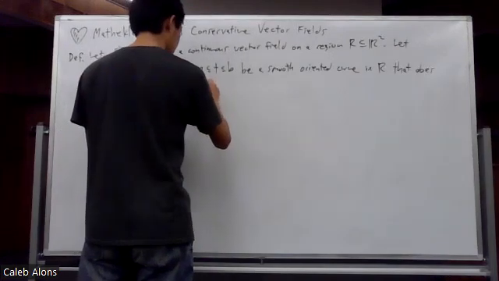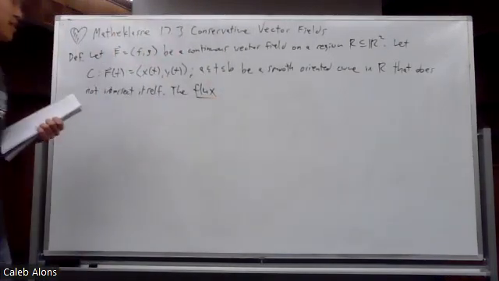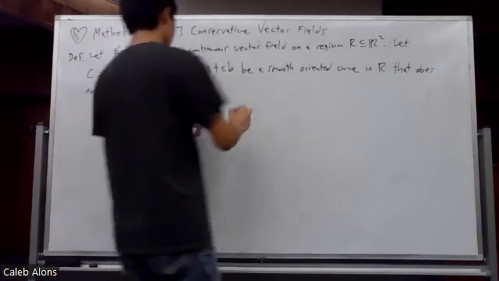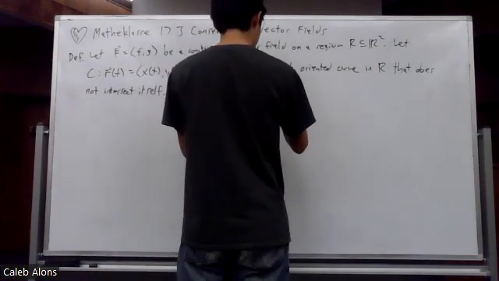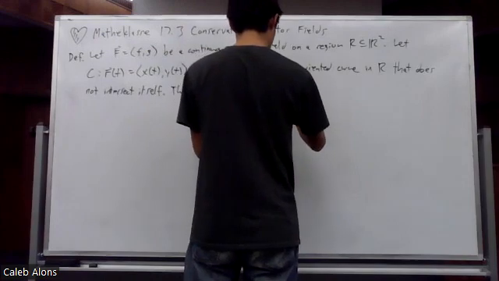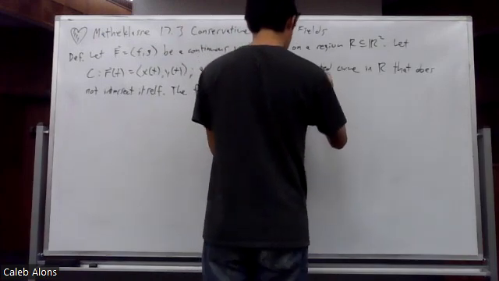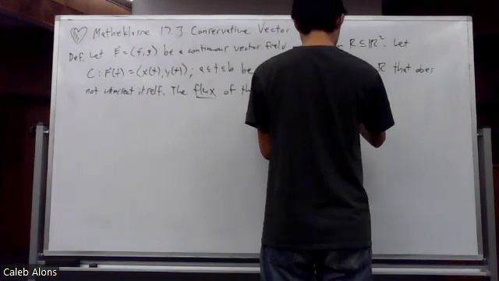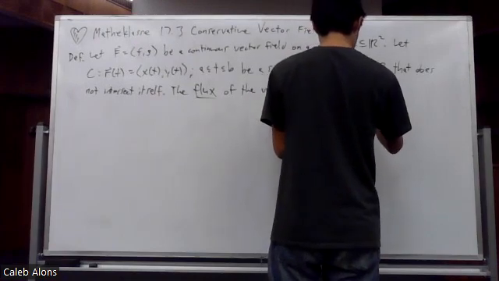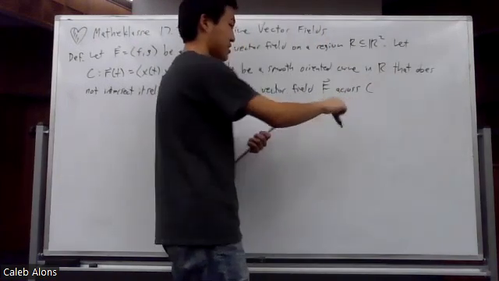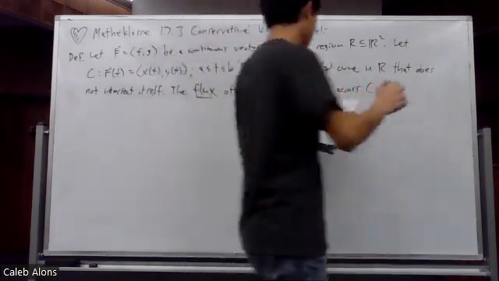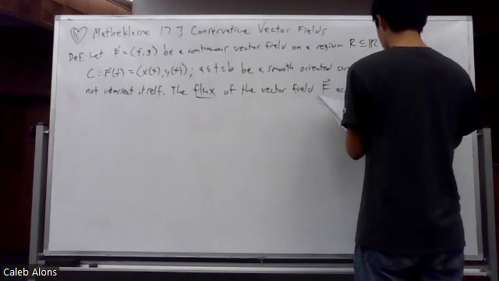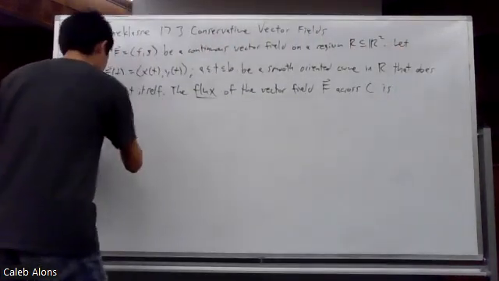The flux. So now here we go. We talked about circulation. Now this is the definition for flux. The flux of the vector field F across C. I like the word across there because it gives you a visual idea of what's really happening with the field lines across your curve. Is, and then here's that equation.